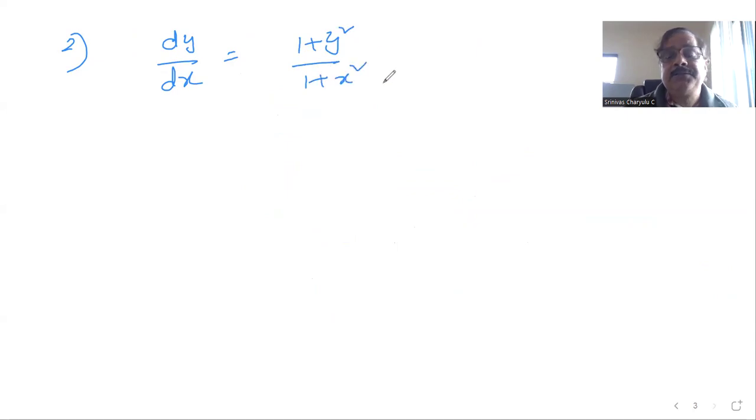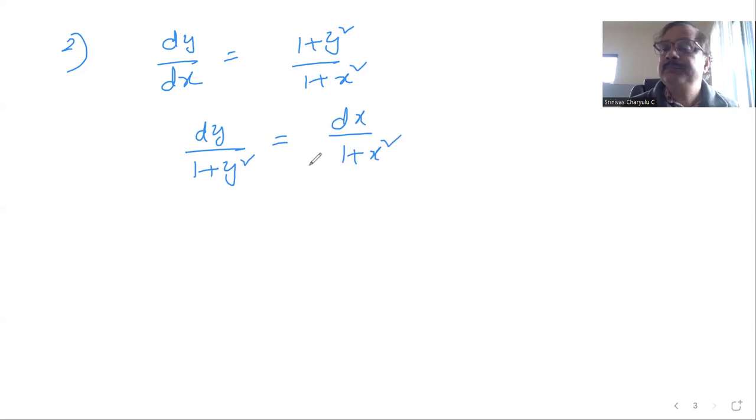Let us do the second sum. It should be started with dy by dx. Sorry. dy by dx is equal to 1 plus y square divided by 1 plus x square. Very simple. dx you bring this side, 1 plus y square you bring this side, you will be getting dy by 1 plus y square equals dx by 1 plus x square. Now integrate.